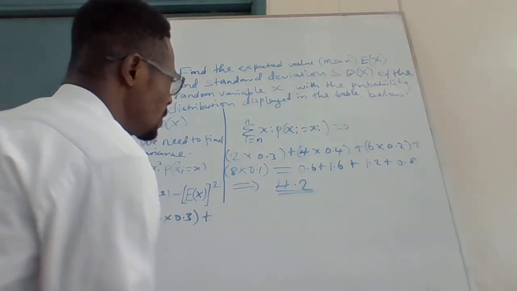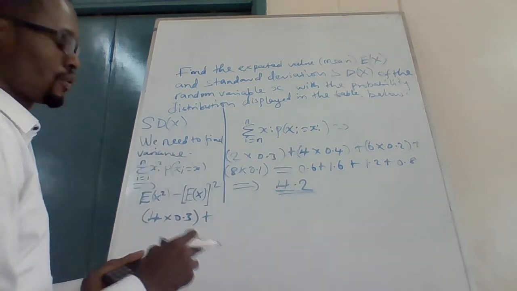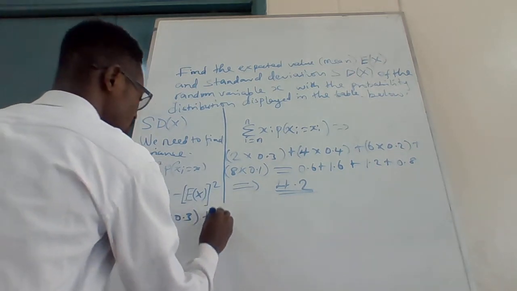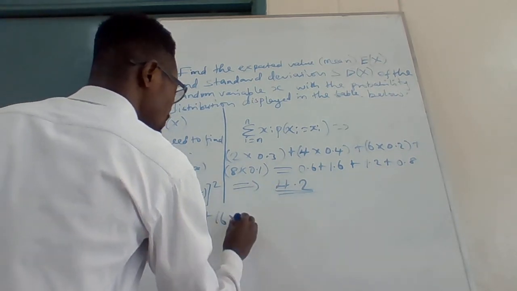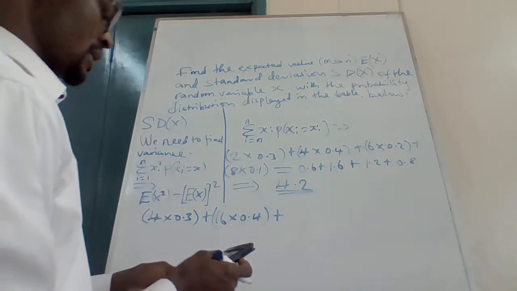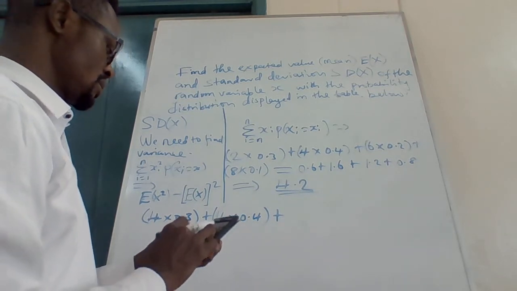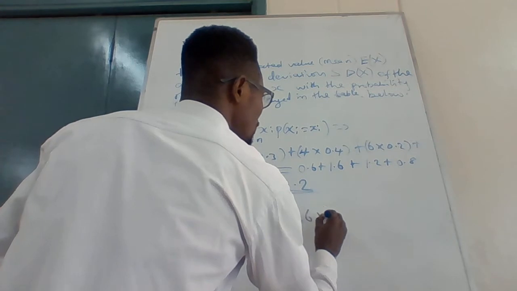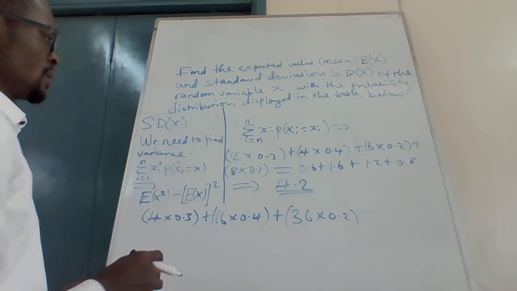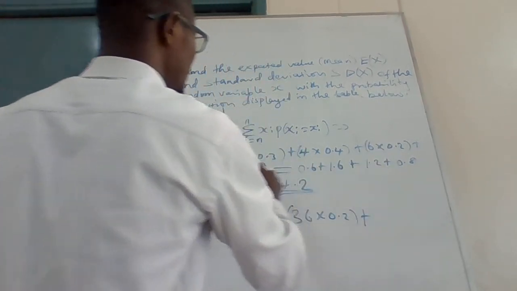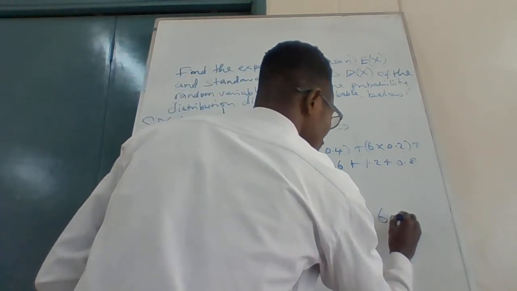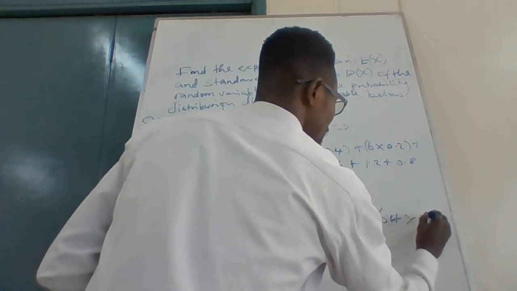plus, where another value of x is 4, so 4 squared, because x is squared, is 16. So it will be 16 multiplied by 0.4, plus 6 squared is 36, so it is 36 multiplied by 0.2, plus the next x is 8, so it is 8 squared, and we know 8 squared is 64, so it is 64 multiplied by 0.1.